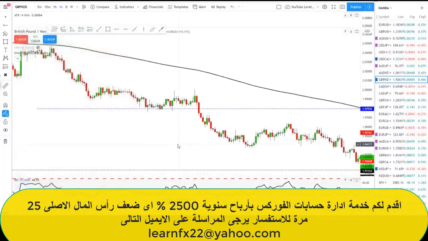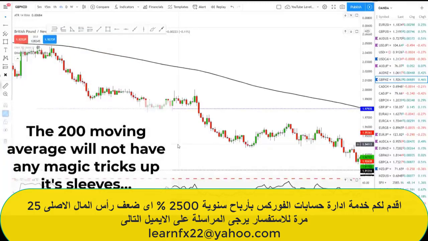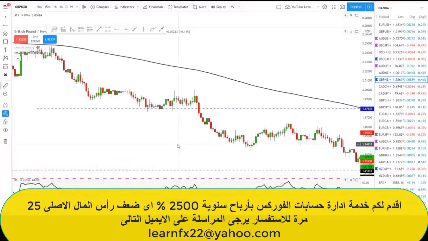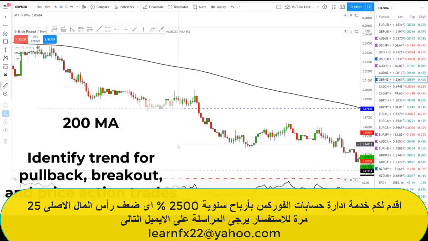So first off, the 200 period moving average is not going to have any magic tricks up its sleeve. What do I mean by that? This moving average by itself is not really going to mean much, but when combined with the right price action techniques, it can create some really accurate trading opportunities. And today I'm going to teach you 3 ways to do that, starting with way number 1, which is you use the 200 moving average for trend identification during breakout, pullback, and price action trades.